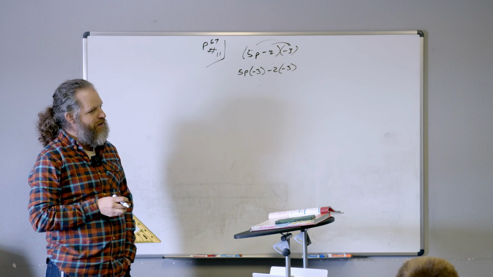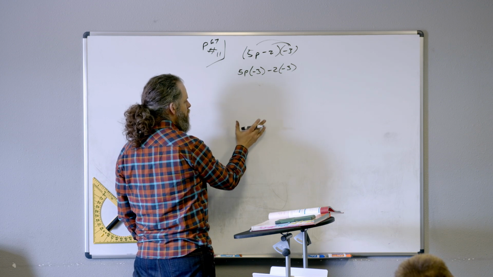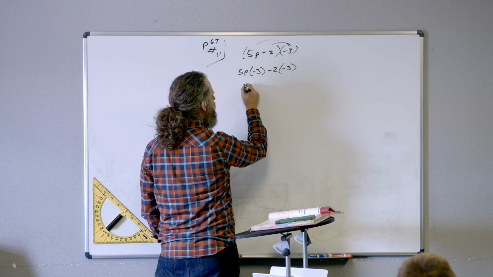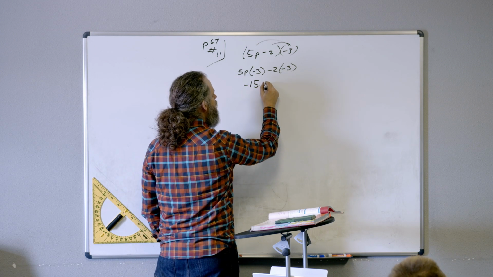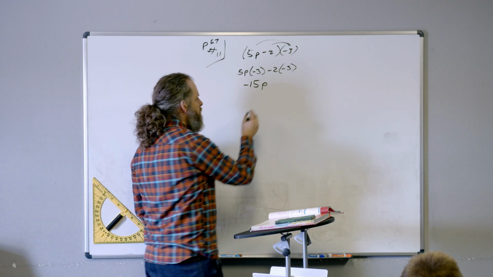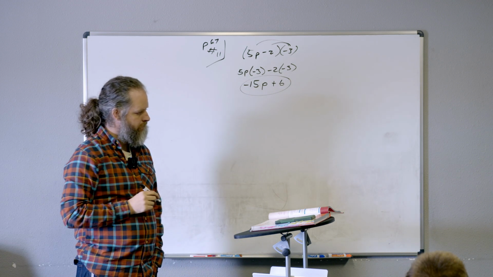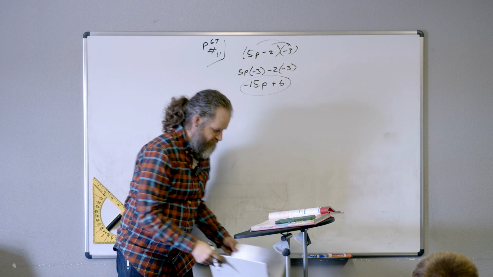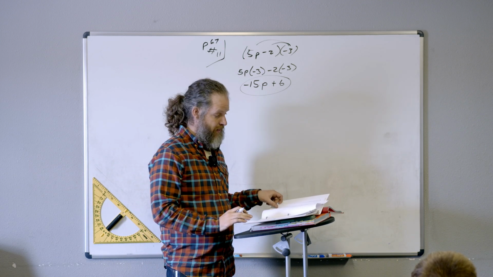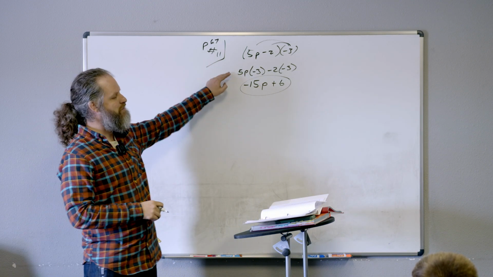So what's 5p times negative 3? Negative 15p. And then negative 2 times negative 3 is what? Positive 6. Okay. So you'll have problems like that. You could have skipped this intermediate step, but it says to rewrite it with the distributive property, which would be this.